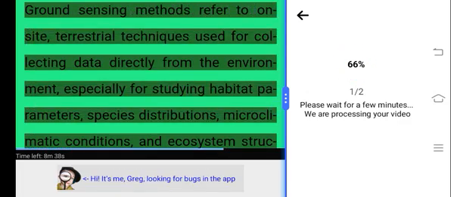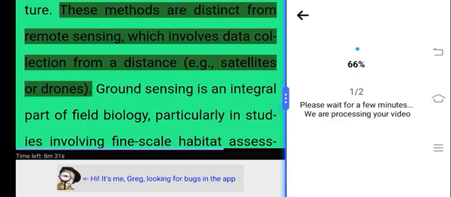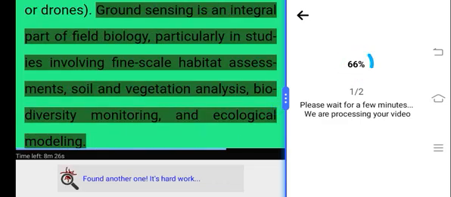Ground sensing methods refer to on-site, terrestrial techniques used for collecting data directly from the environment, especially for studying habitat parameters, species distributions, microclimatic conditions, and ecosystem structure. These methods are distinct from remote sensing, which involves data collection from a distance, e.g., satellites or drones. Ground sensing is an integral part of field biology, particularly in studies involving fine-scale habitat assessments, soil and vegetation analysis, biodiversity monitoring, and ecological modeling.